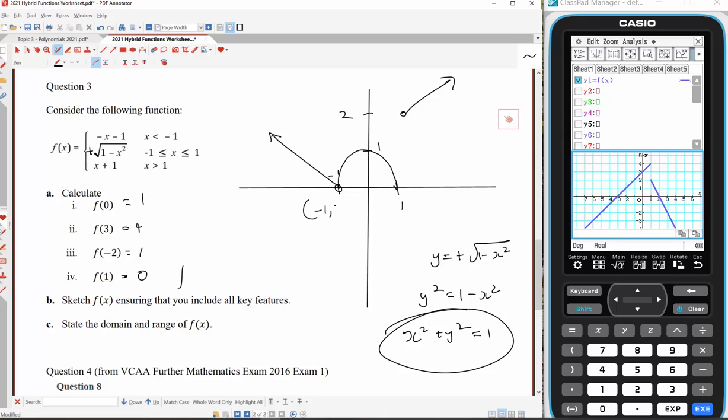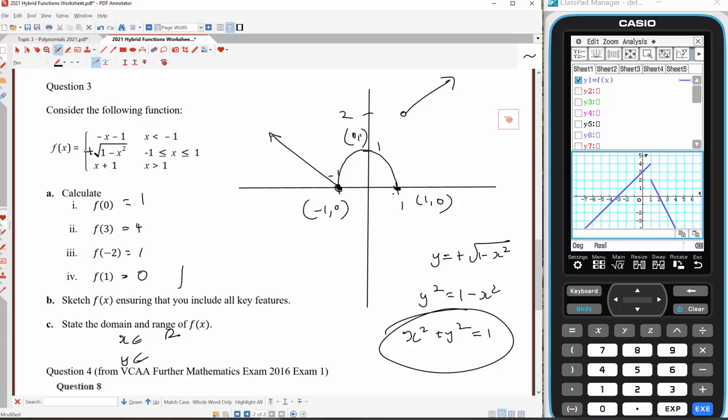Including all key features: -1, 0, 1, 0, because those are included. Yep, I think that's all key features. 0, 1, y-intercept. Okay, the domain, x is an element of all reals.